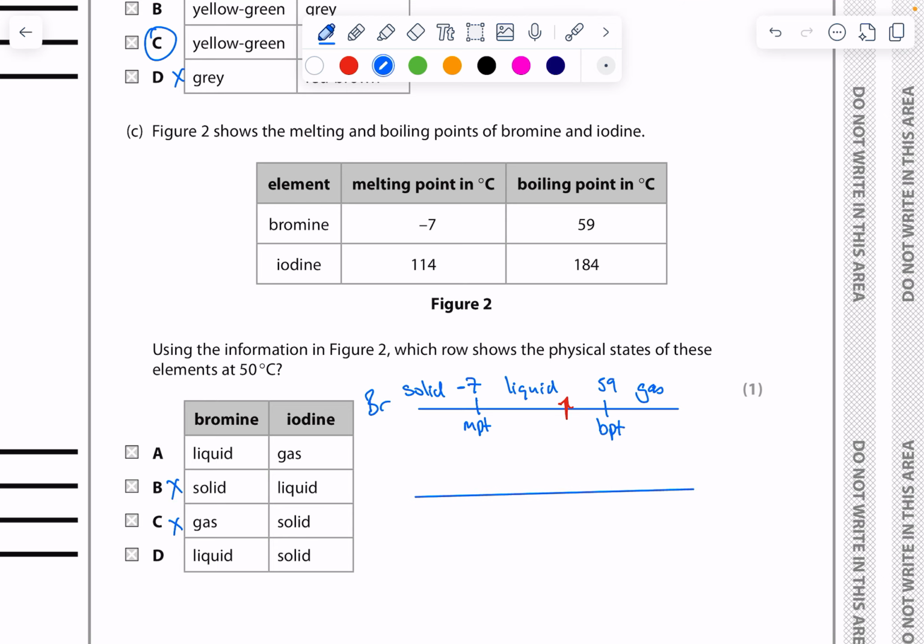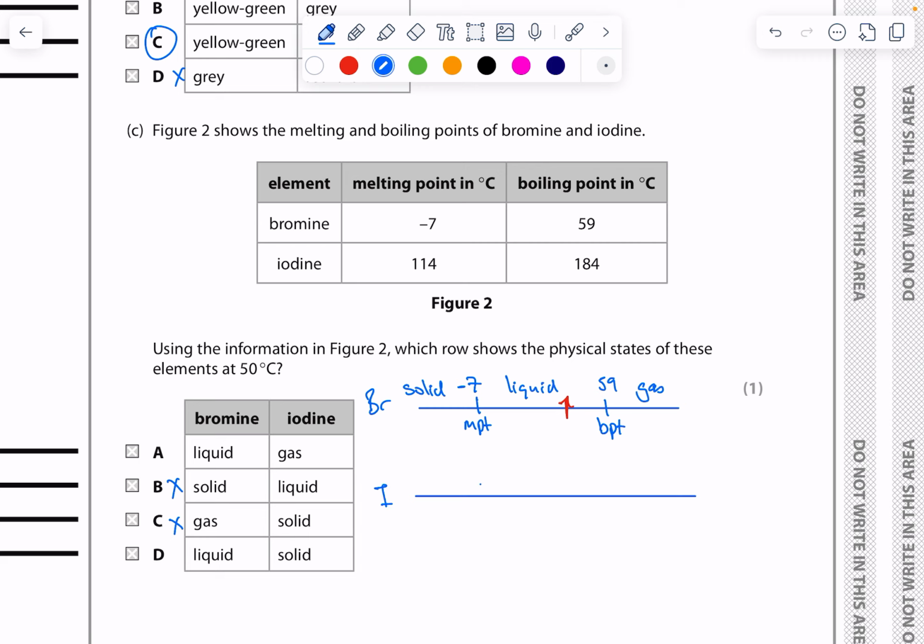Do the same for iodine. Iodine, so the melting point is 114, and then the boiling point is 184. So before it melts, it is a solid. Once it's melted, it's a liquid. And once it is boiled, it's a gas. And again, mark on 50. 50 is going to be somewhere here. And therefore, it will be a solid.